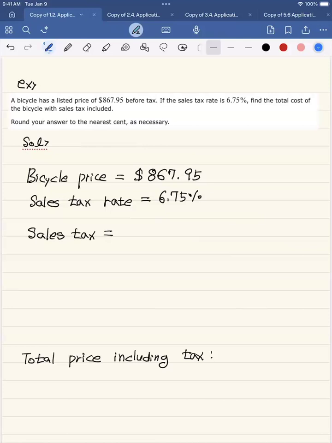In the next example, a bicycle has a listed price of $867.95 before tax. If the sales tax rate is 6.75%, find the total cost of the bicycle with the sales tax included. This time, we have to add the sales tax amount. Therefore, we have to calculate the sales tax out of $867.95.